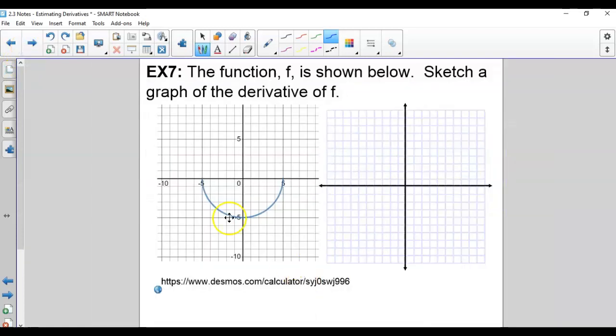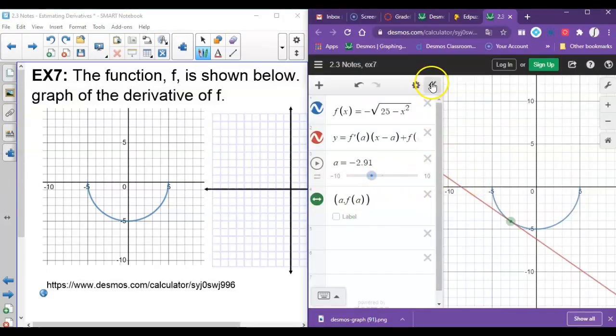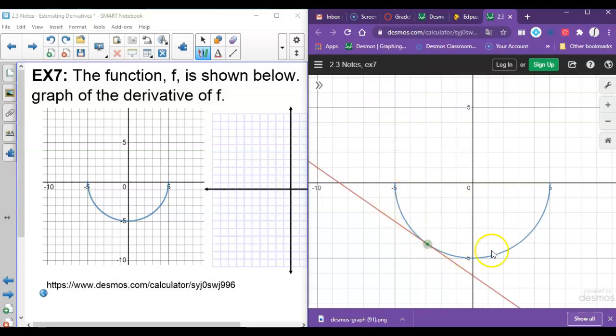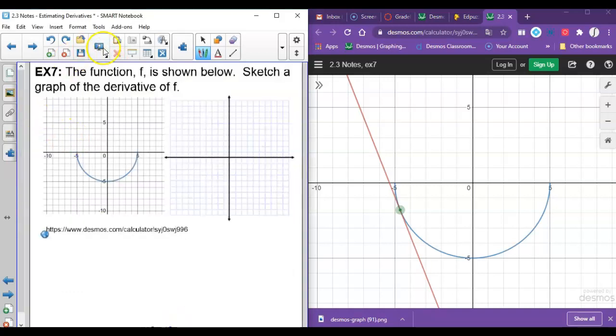Let's try another one. Okay, so this becomes a little bit more difficult to do whenever you have a function that's curved like we have here, because when we have straight lines, we can find the slope of the graph. But here we do not have straight lines. So to help us a little bit, I have made a Desmos graph that we are going to look at. I'm going to split screen this so we can see both here. And so here is my graph, and I have added a tangent line here so this can help us. And so let's zoom out a little bit over here so that we can see this whole graph.